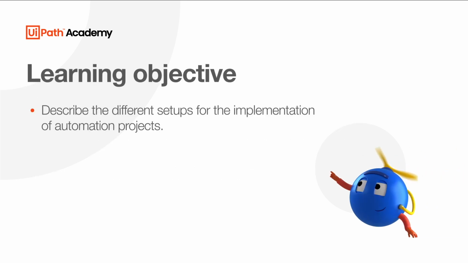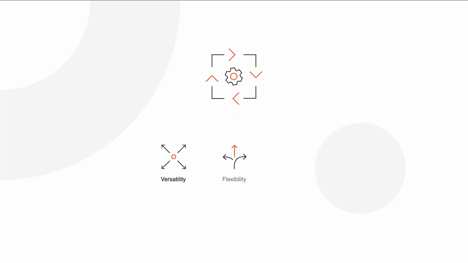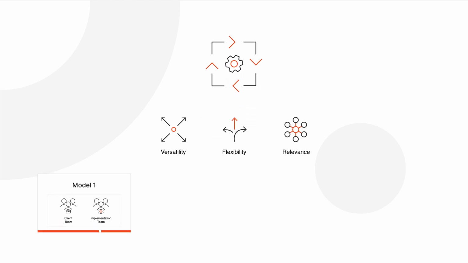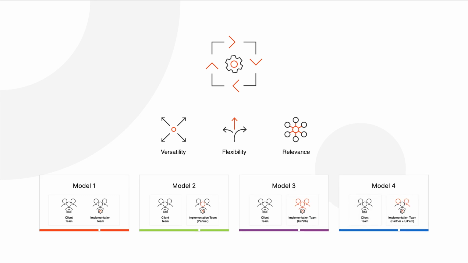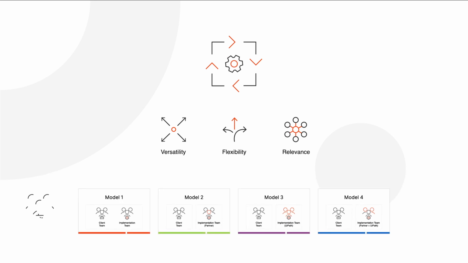In this video, we'll look at the different setups for the implementation of automation projects and set the stage for a methodology that can be applied to all of them. The UiPath Automation Implementation Methodology is designed to exhibit versatility, flexibility, and relevance across various scenarios, implementing automation projects with UiPath. But what are these different scenarios in which you might find yourself as part of either the client or implementation teams? Let's find out.